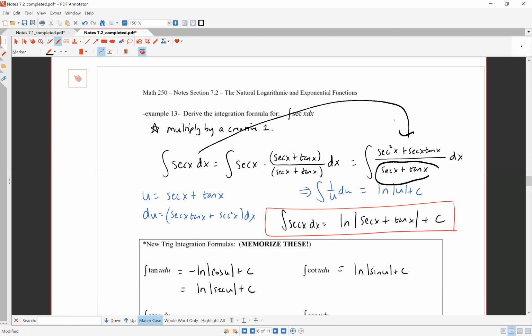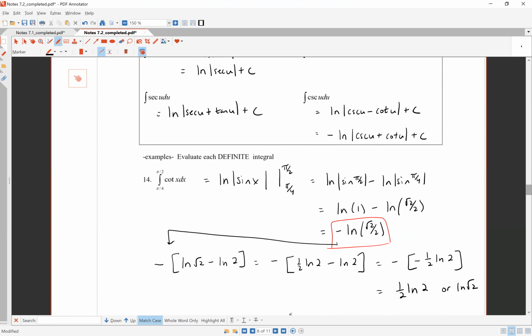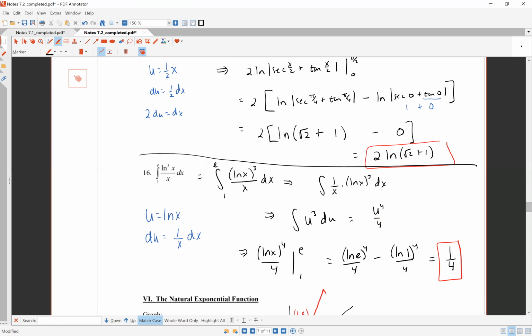Again, like the notes say here, memorize this. But I'm not going to ask you these kinds of questions, like the integral of tangent or these functions here. The trig functions you need to know are the integrals of cosine and sine, not these other ones. And now that we know how to do the integral of cotangent, we can do these definite integrals. I'm not going to go into this because it's not going to be on your test.